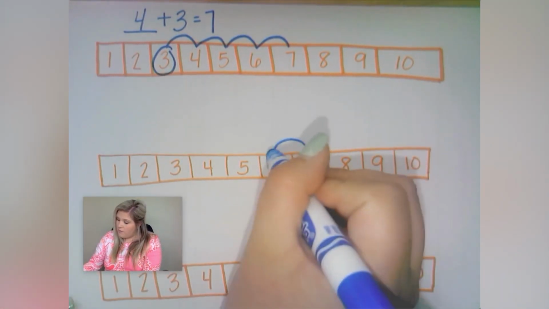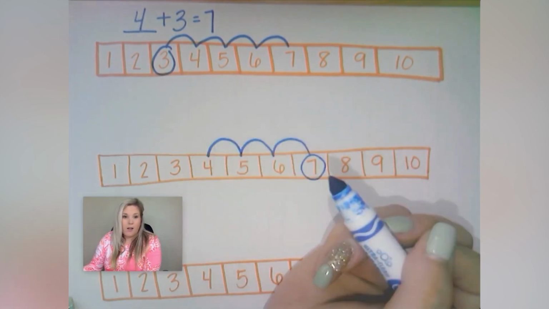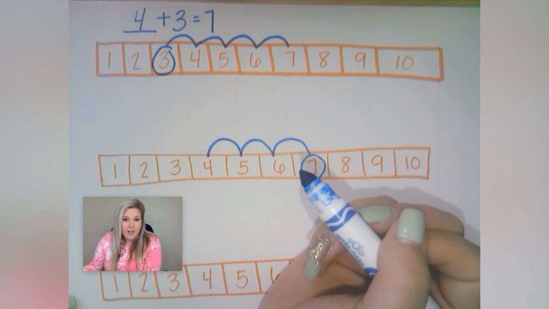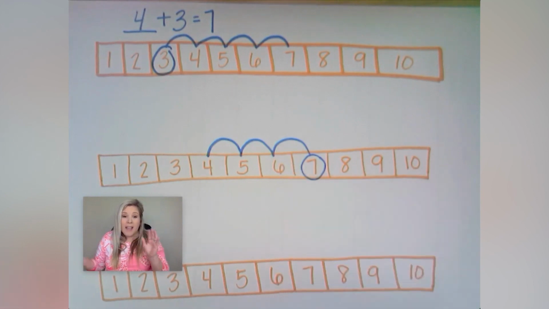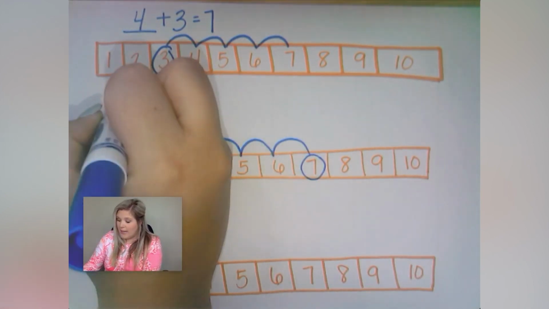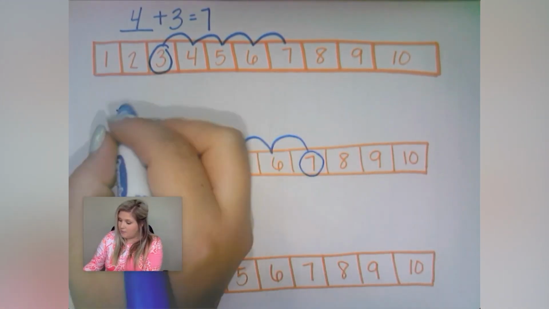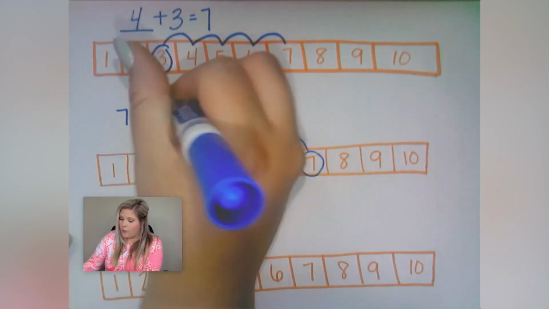1, 2, 3. What number did we land on? We landed on 4. Fantastic job. So our new equation would be 7 minus 3 hops equals 4.